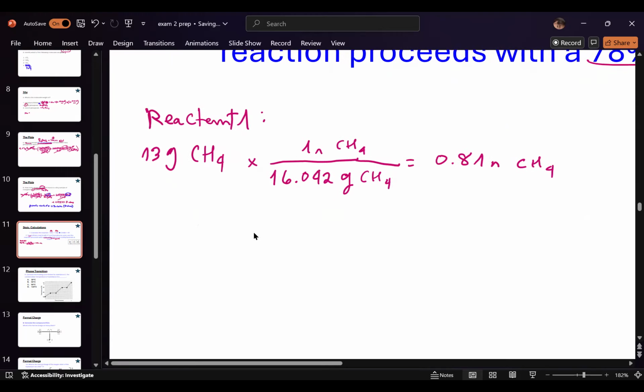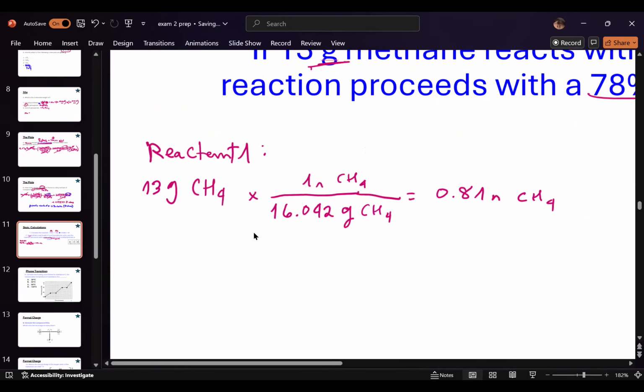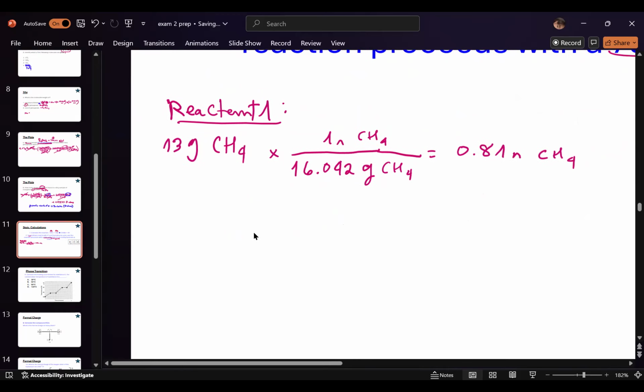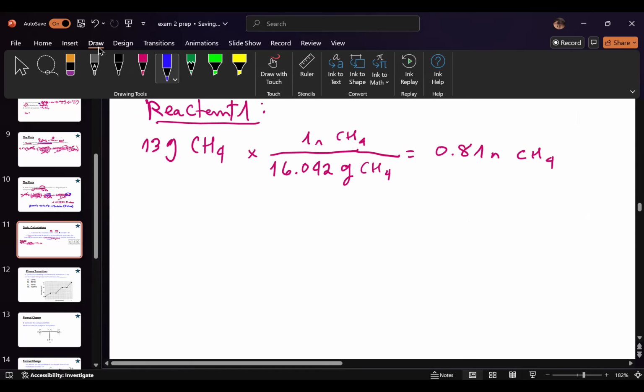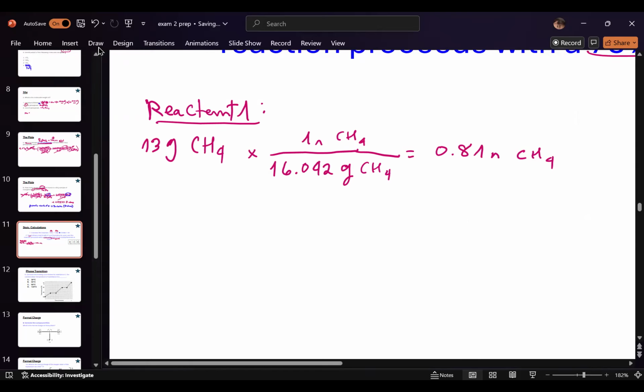This is not what is made. I'm just translating. I like to call this the translation part because we started talking in grams and we need to learn how to speak in moles. So that's what we just did. Now you're gonna do a second calculation, to know what you actually made using 13 grams of methane, or in other words, 0.81 moles of methane.